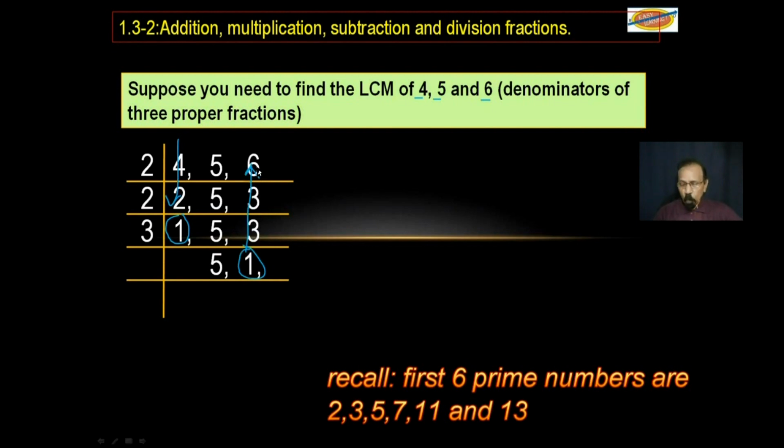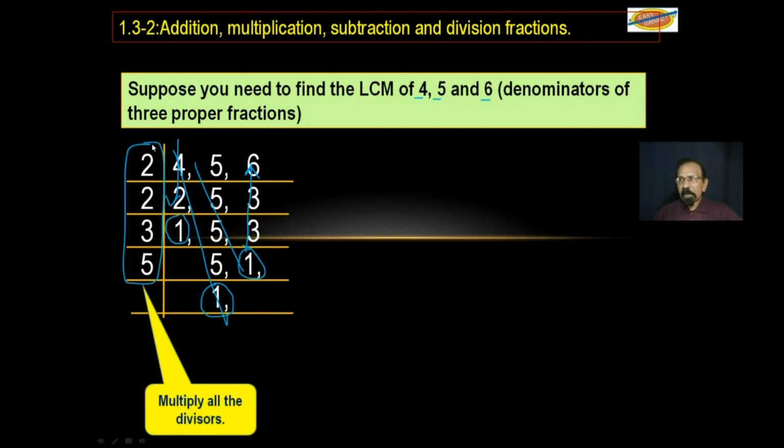So we only have one more number to deal with. And of course, after 3, the next prime number is 5. Can 5 divide that? Yes. 5 into 5, 1. Now that we have that, we will ignore everything here, and we will concentrate on the numbers that we used to divide. We will just multiply all those divisors. So we multiply 2 by 2 by 3 by 5, and we get 60.